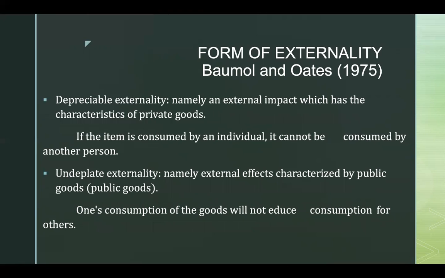Okay, but according to other scholars, Baumol and Oates in 1975, the forms of externality are, first, depletable externality, and second, undepletable externality. The difference is that the depletable externality is an external impact which has the characteristic of private goods. But for the second, they mention public goods. That's the differentiation.